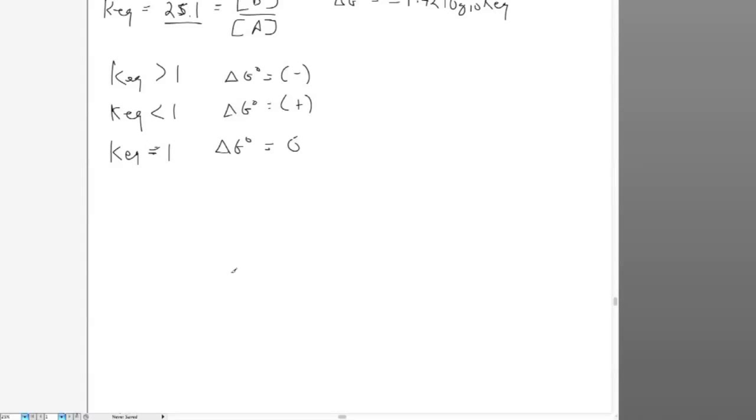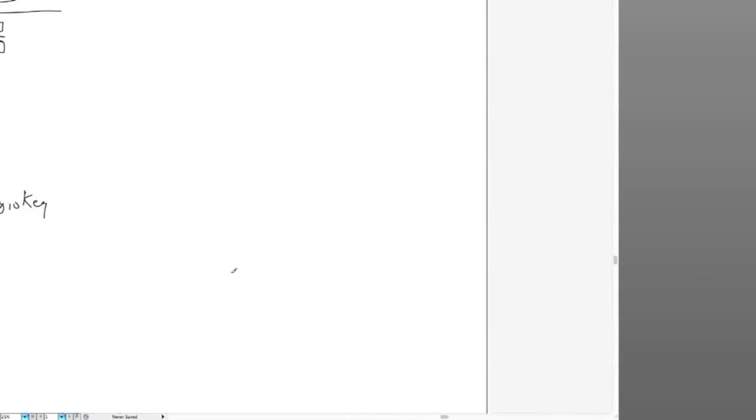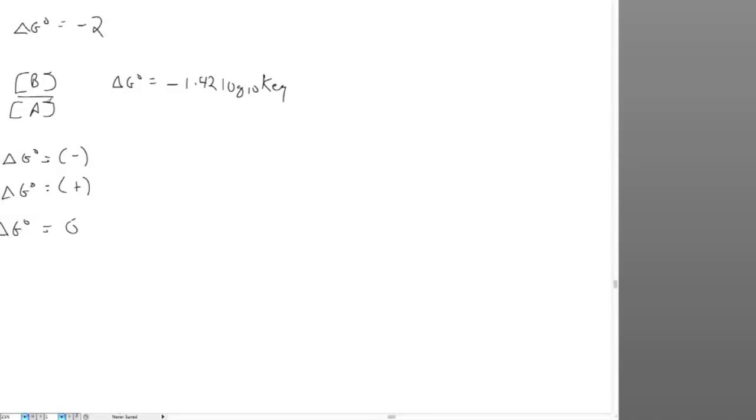Let's use an actual real example. Let me go over here and get a blank page. All right, so let's use the example: sucrose plus water, this is the example I gave in class, gets turned into fructose and glucose. What I want you to tell me is whether or not this reaction is favorable, the reaction of sucrose and water being turned into fructose and glucose.